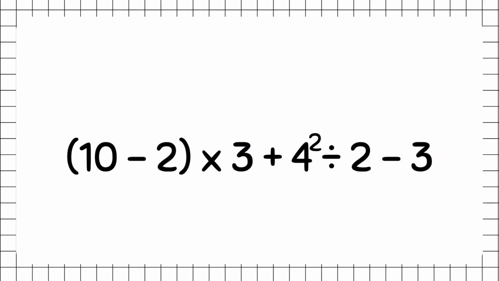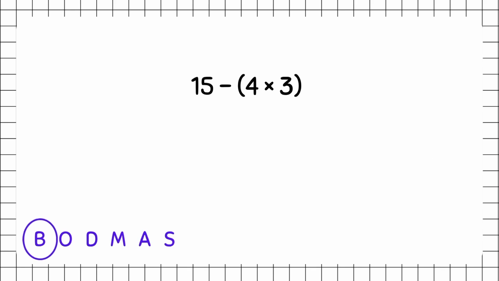This is a tricky question, and I promise we'll get to it soon, but let's start off with a simpler one. Here we have 15 minus 4 times 3. According to our BODMAS rule, we always start with the brackets, so the first step will be multiplying the 4 and 3. 4 times 3 equals 12, so we write the 12 underneath and bring the unused numbers and operations down to the next line.